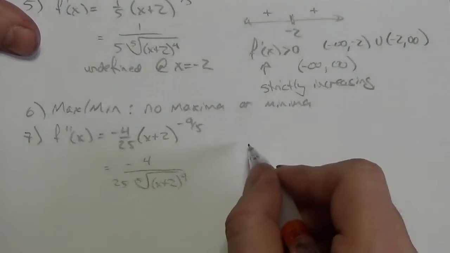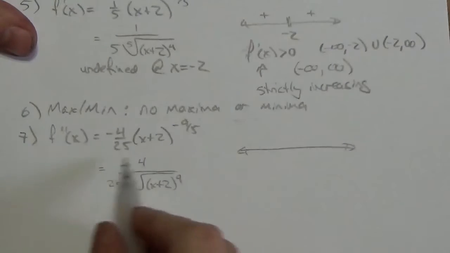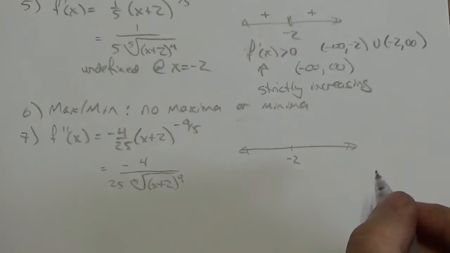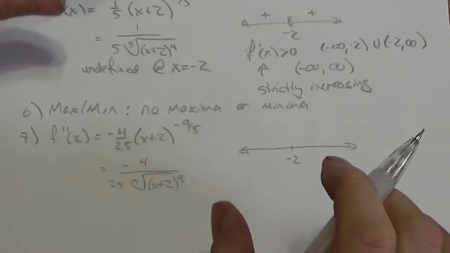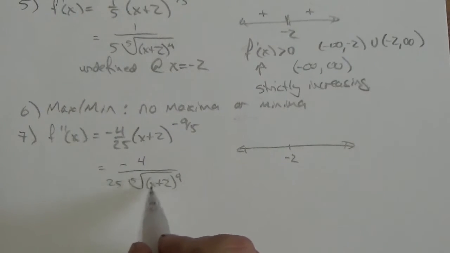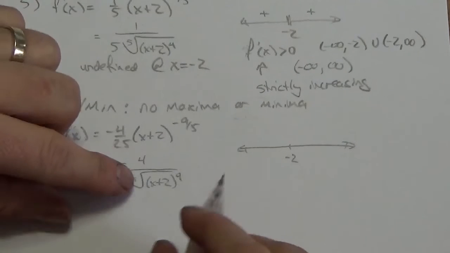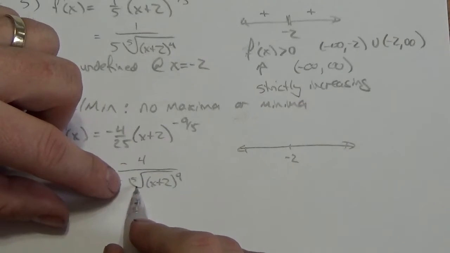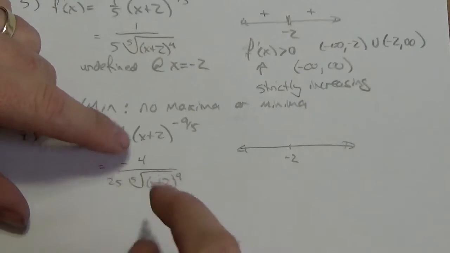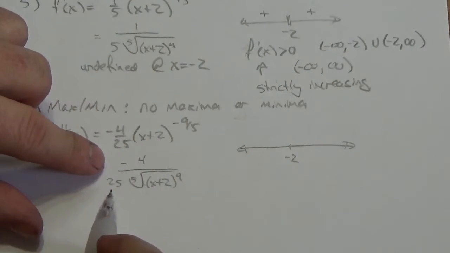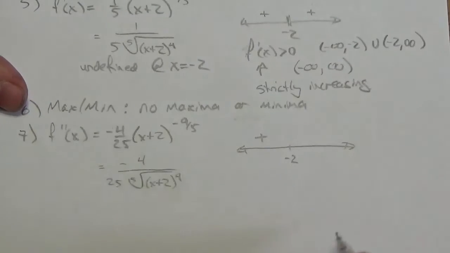Okay, well, let's take a look at our number line here. Once again, this is going to be undefined at negative 2. The original function is defined there, but the second derivative is undefined at negative 2. Now, if you choose a number for x that's less than negative 2, you're going to get a negative value to the 9, which will be negative. The 5th root of a negative will be negative. Multiplied by positive 25 will still get you a negative. But negative 4 divided by that is actually going to be positive. So it's going to be positive in this interval to the left of negative 2.